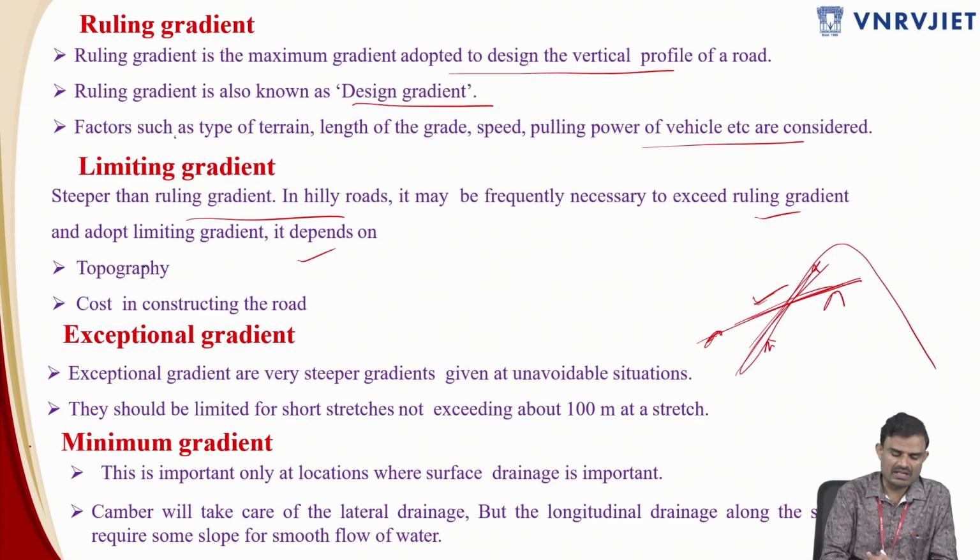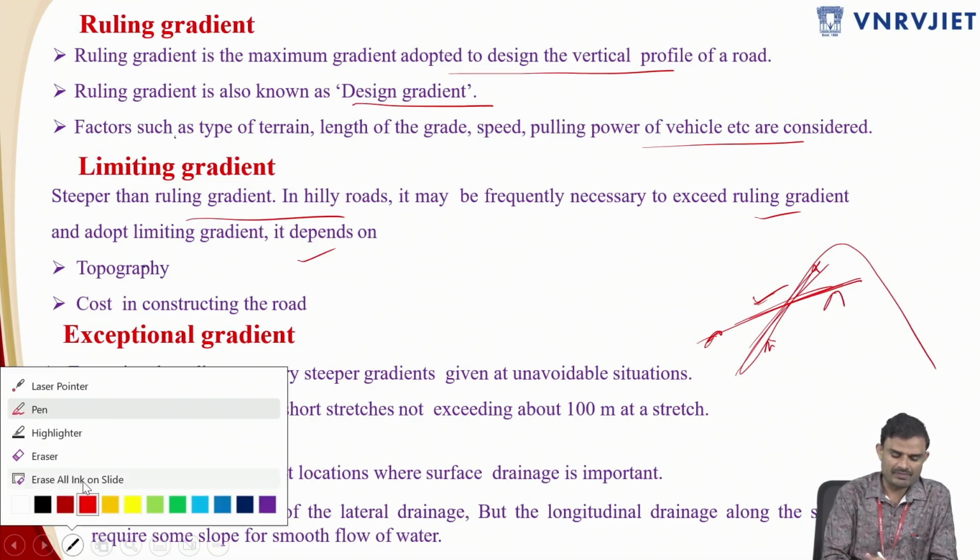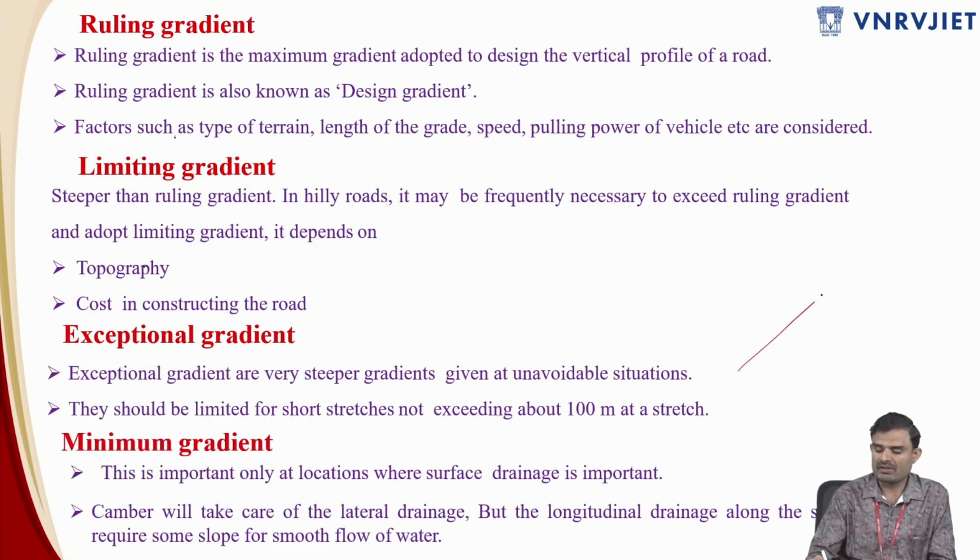The last one is exceptional gradient. This gradient is still steeper than the limiting gradient. Somewhat even steeper than the limiting gradient is said to be the exceptional gradient. Whenever the site conditions do not allow you to go ahead with the limiting gradient, only then are you required to provide exceptional gradient. The name itself says exceptional. You provide it in such cases where you cannot go ahead with the limiting gradient. That is why, in exceptional conditions, the gradient you provide is said to be the exceptional gradient.